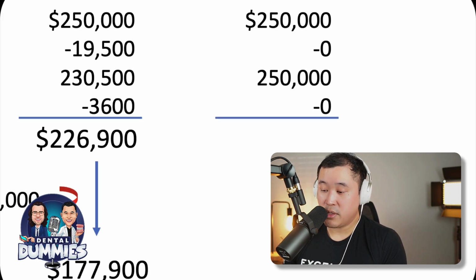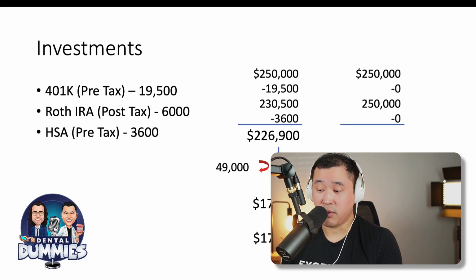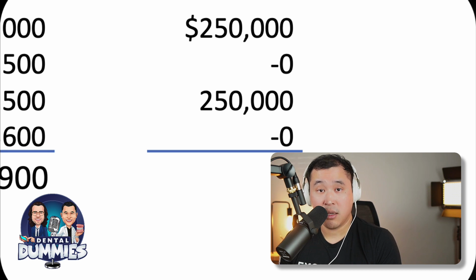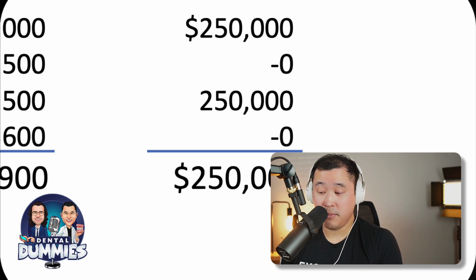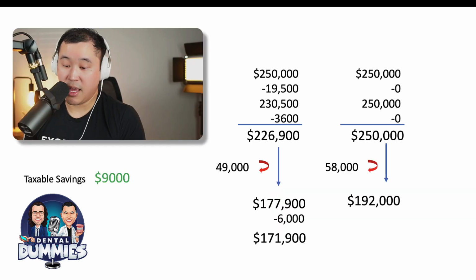Let's compare this situation to someone who doesn't invest at all. No investing, no nothing, their first year of work. $250,000, they don't contribute anything to their 401k. They don't contribute anything to their HSA. So they're going to get taxed at $250,000. But let's say you pay taxes. You're going to pay higher taxes because you're being taxed at $250,000, not $226,000. Taxable savings of individual A is $9,000.